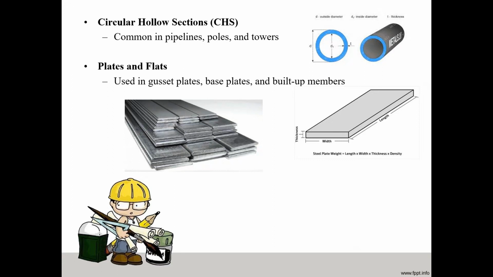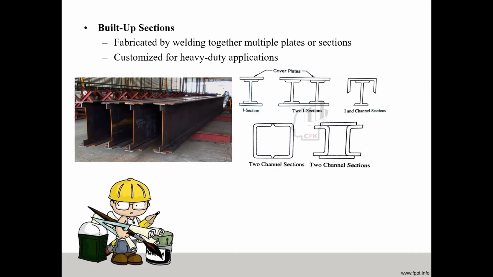The next one is the circular hollow section, common in pipelines, poles and towers. The next one is plates and flats, used in gusset plates, base plates and built up members. The next case is the built up section, fabricated by welding together multiple plates or sections, customized for heavy duty application. In the case of a built up section, different sections are connected by welded or bolted connections. It is known as a built up section.